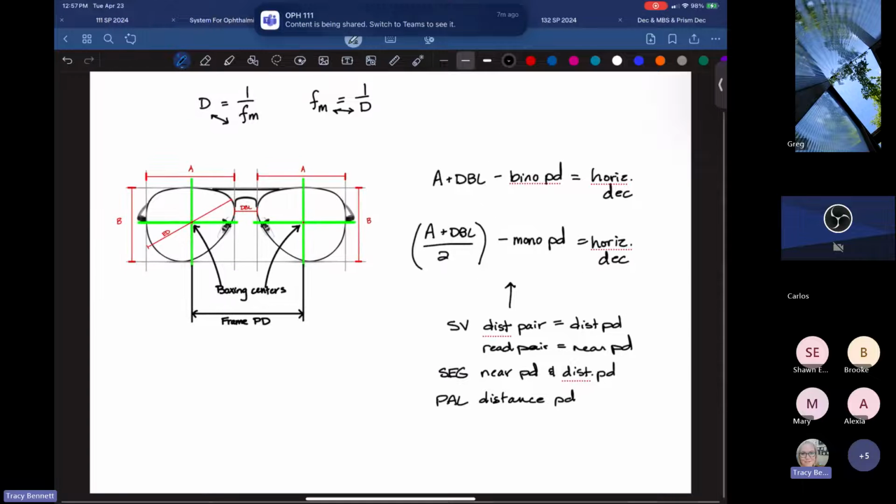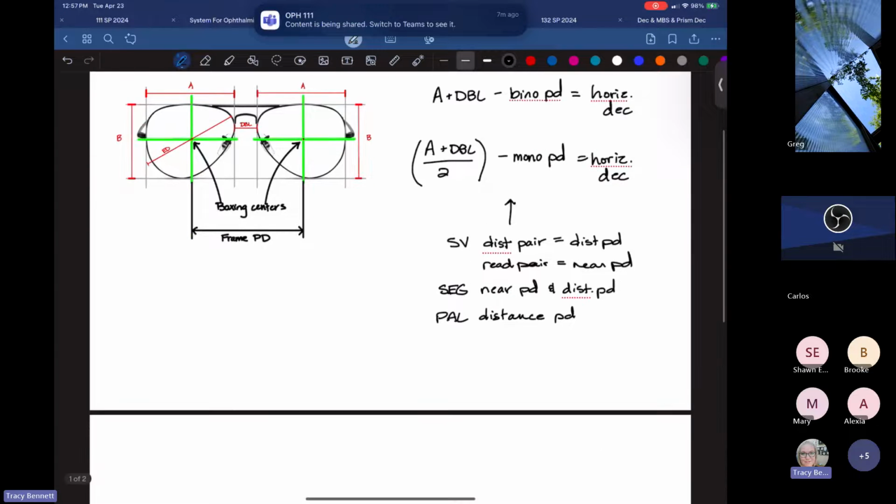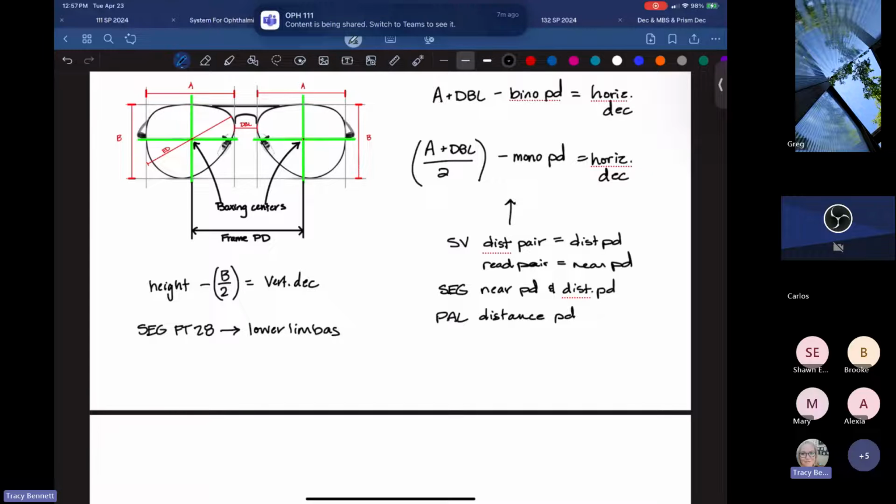And patient reference points. When we're doing the vertical, the vertical formula is the height of the lens, whatever that eye height is, minus half the B or the midline, equals our vertical decentration. And so where do we take a height for a seg flat top 28? We take that at the lower limbal, right? Lower limbal, lower lash line.